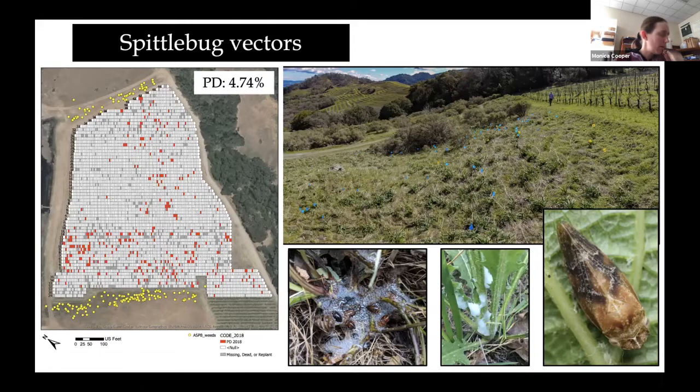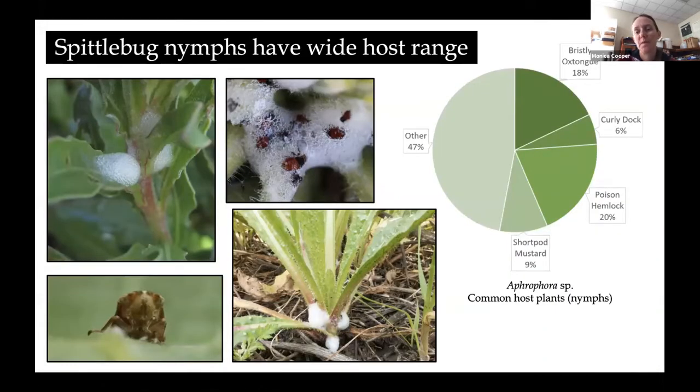So there are alternate hosts, particularly for Aphrophora, that were not well characterized previously. And for meadow spittlebug, it tends to have a very wide alternate host range. So dealing with the alternate hosts for meadow and Aphrophora spittlebugs is a little bit more complicated. From our studies, we know that bristly oxtongue, curly dock, poison hemlock, and short pod mustard were very important host plants. And I want to point out that these are the host plants for the nymphs.